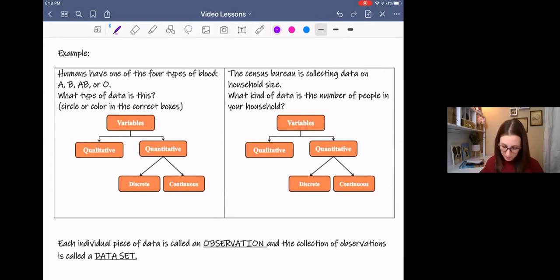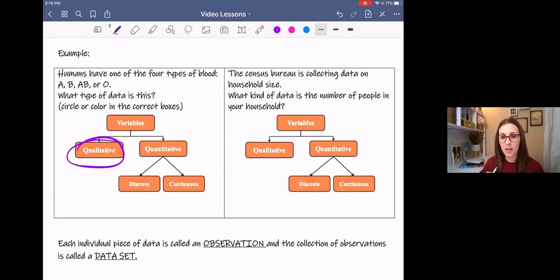This would be qualitative. They are not numbers. Would this be binary or not? No. Very good. No, because there are 4 options. That's not 2. Next one says the Census Bureau is collecting data on household size.